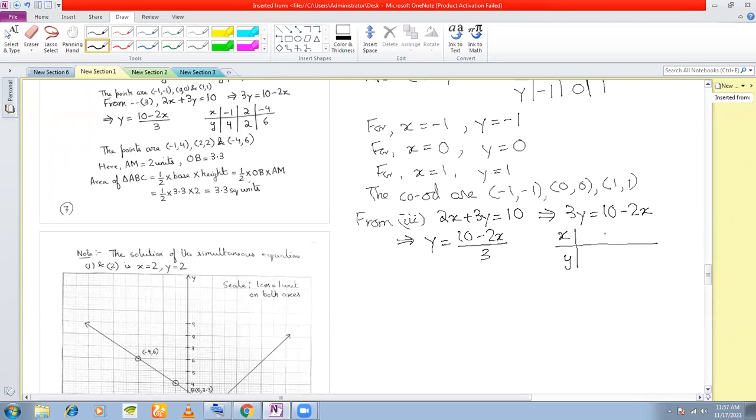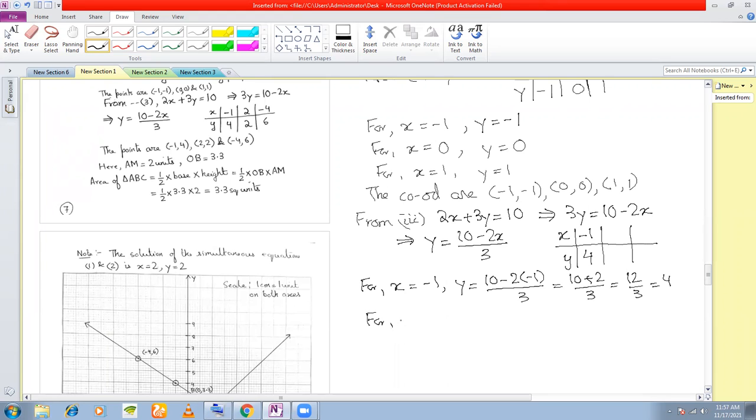X, y. Okay, now let's take various values of x. Let's take x is equal to -1 first. What is the value of y we are getting? 10 minus 2 into -1 divided by 3, which means 10 plus 2 divided by 3 means 12 by 3, which is equal to 4. So for x is equal to -1, we can accept the value y is equal to 4, because it is convenient for us to plot.